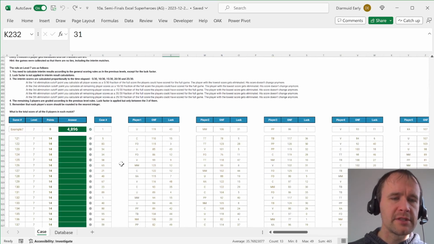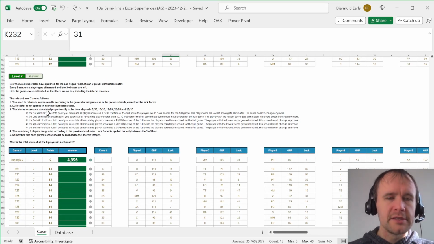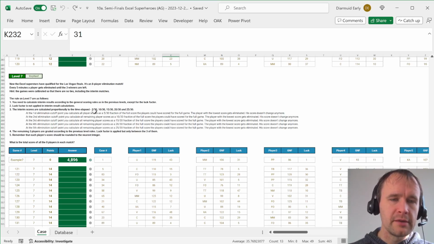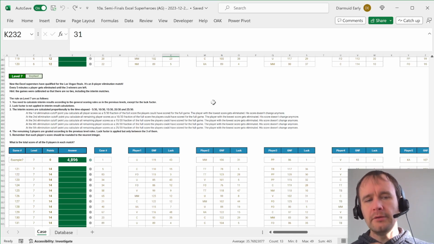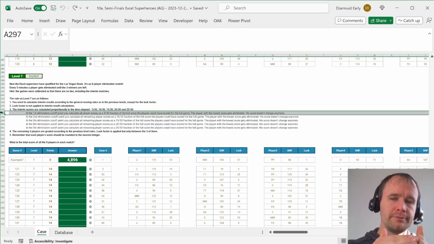And then for level 7, it's the same idea, except that in the same style as this semi-final itself, there are eliminations. So you eliminate the last place player after 5 minutes, 10 minutes, 15 minutes, 20 minutes, and 25 minutes. And so you're aiming to figure out the total score. So basically the idea is that you assume that they score kind of proportionally as they go along.